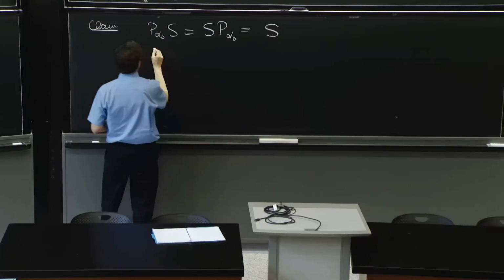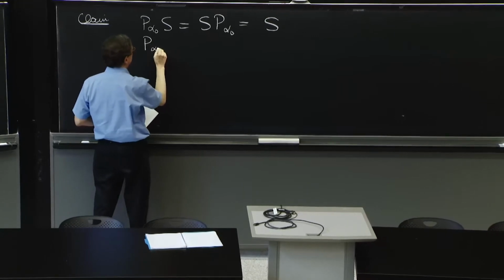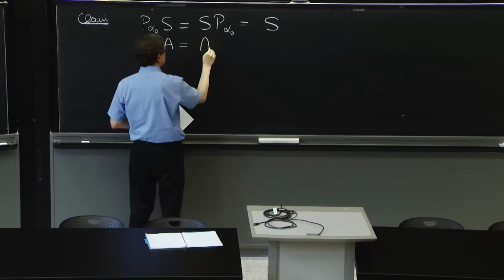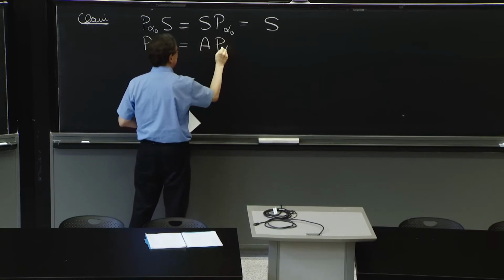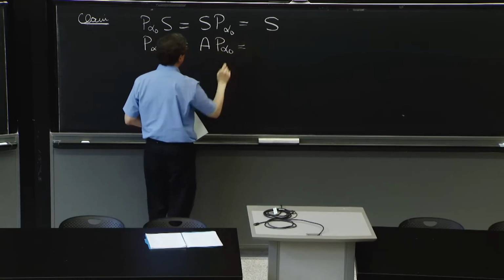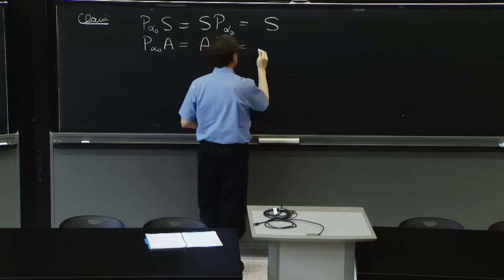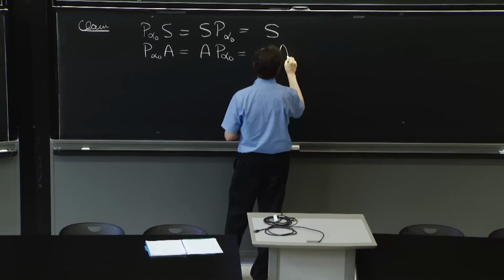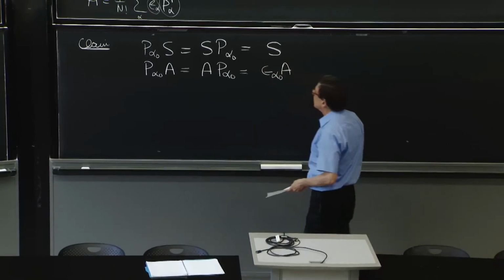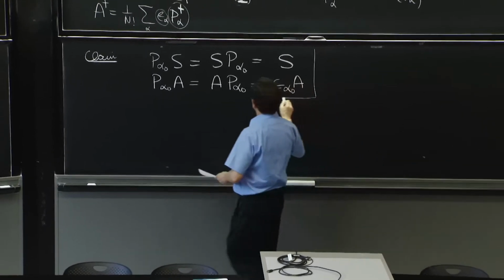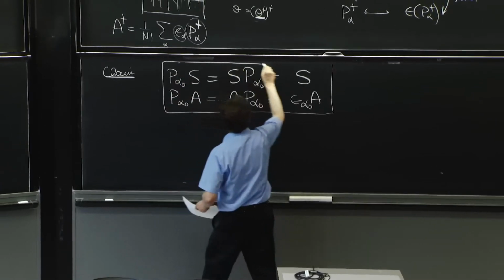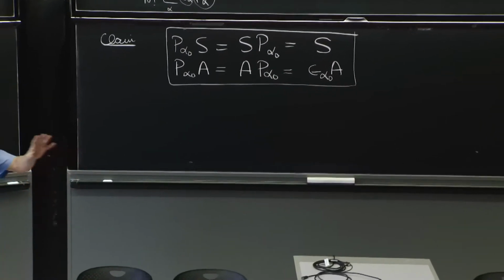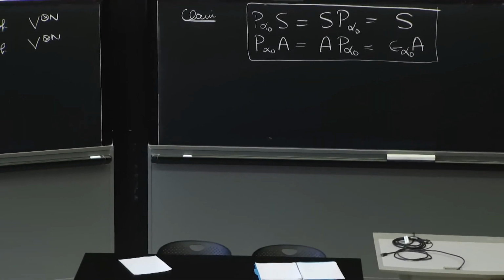On the other hand, if you multiply by a permutation operator A, it is still the same as multiplying A from the right with that permutation operator, but this time you get epsilon alpha 0 times A. So this is a claim of the simple way in which permutation operators interact with your A and S.